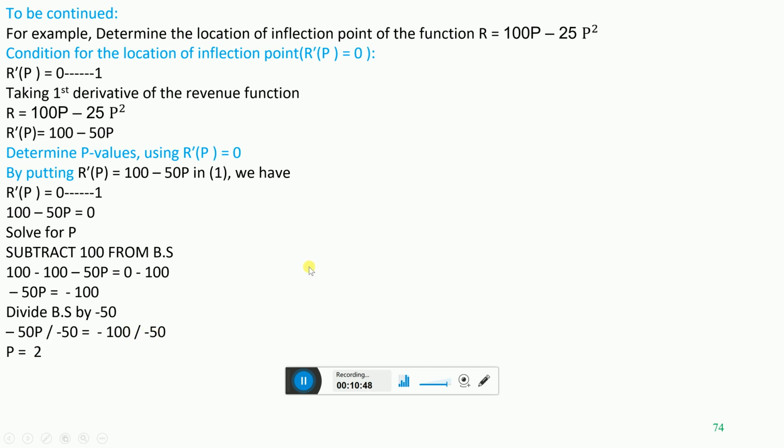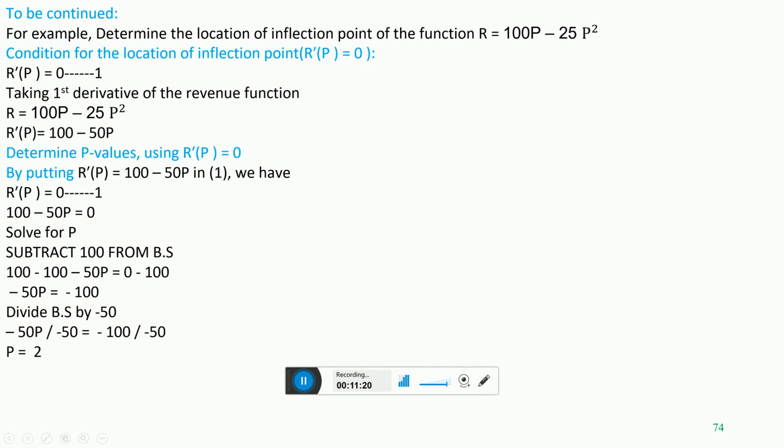We find out the p coordinate, our x value, of the inflection point. What is that? 2. When we put this p value in the original function, we will find the y value, our revenue, R value. So p is equal to 2, and we find R of 2.